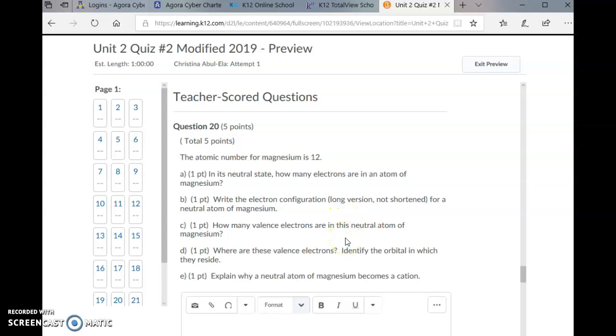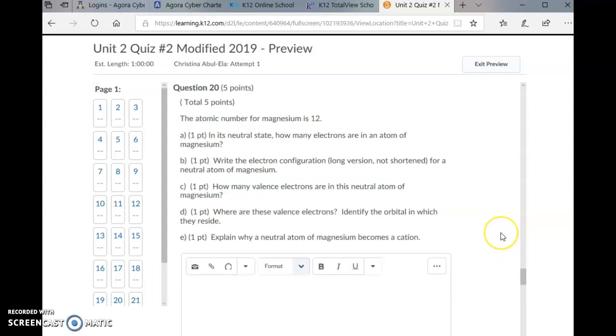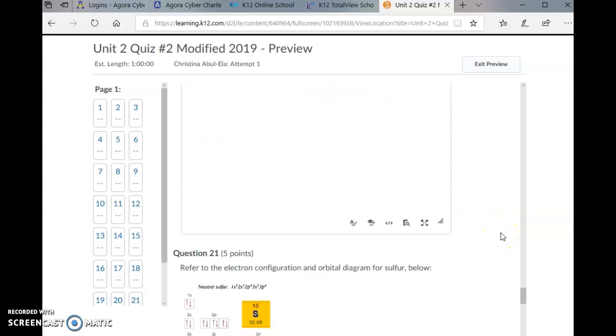Part C, how many valence electrons are in this neutral atom of magnesium? Part D, where are these valence electrons? Identify the orbital in which they reside. And Part E, explain why a neutral atom of magnesium becomes a cation. Again, you should pause the recording here so you have some time to answer. I'm going to move to the next one.